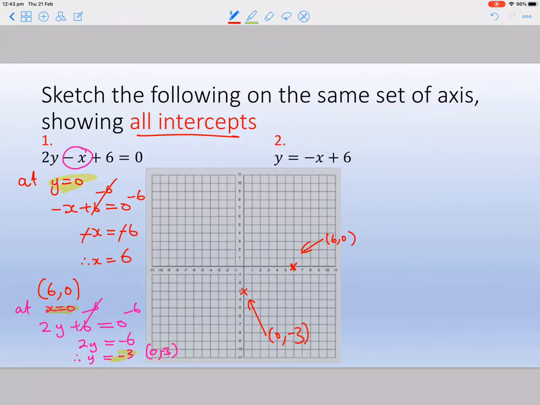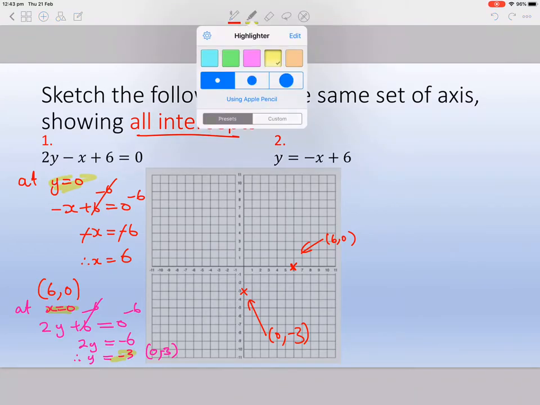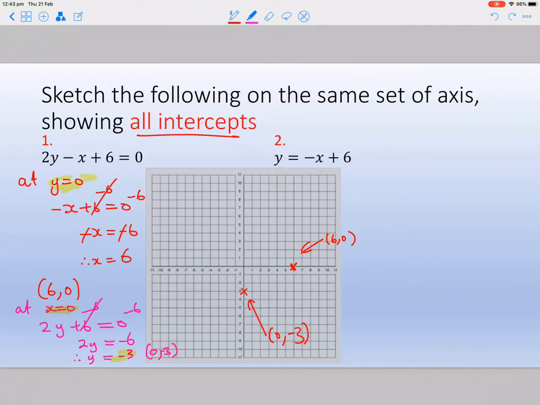Now, because this is a linear graph, and we know that because x is to the power of 1, see how it's not x squared, it's not x to the half, it's not x to the 4, we know it's a straight line. Because I've got 2 points, now I can draw my line. I might draw it in purple highlighter. Let me try that again. Okay, I'm just going to leave it at that. So that's the line.